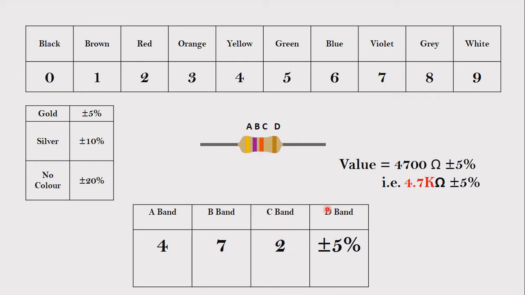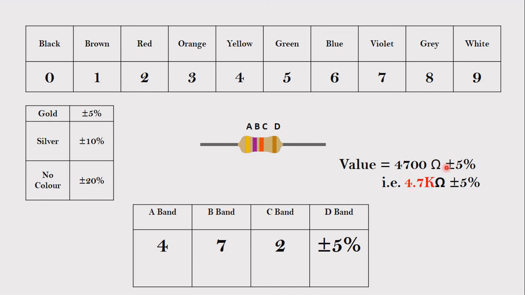And D is the tolerance band with golden color. The tolerance value of gold is plus or minus 5%, so note down plus or minus 5%. Now A and B are the first two values of the resistor, so you write 4 and 7, that is 47. Followed by 2 zeros, because C is the multiplier band. Instead of multiplying, you can just write 2 zeros here.